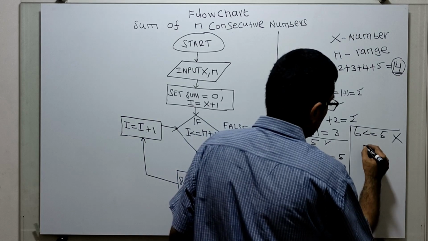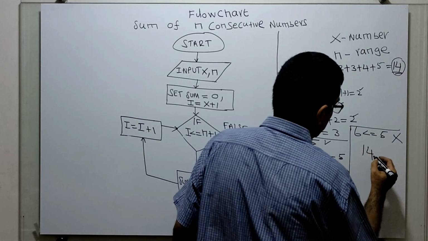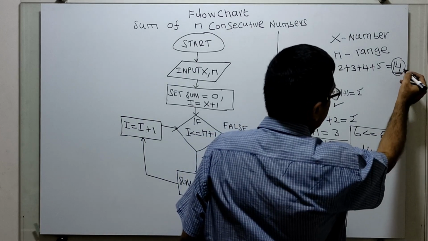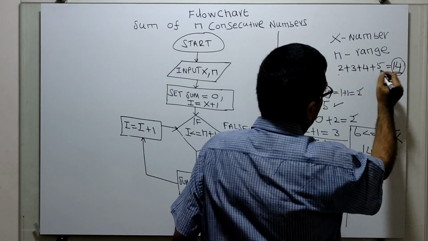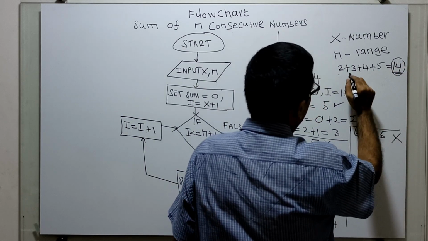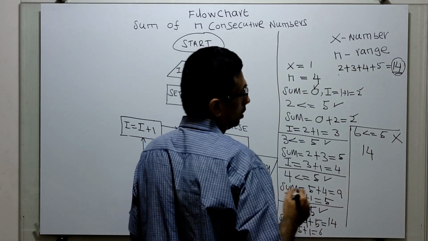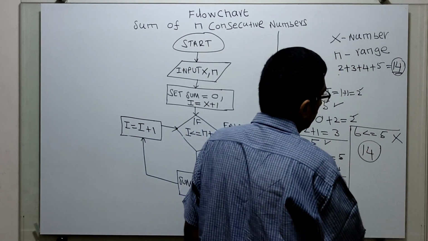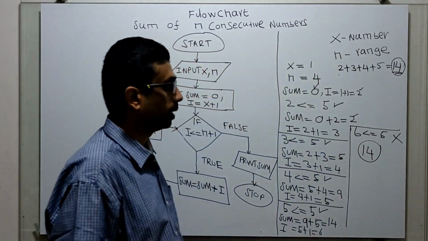My output is 14, which is the same as the sum of the next 4 consecutive numbers of the value 1. So the answer is correct. My flowchart is working properly.